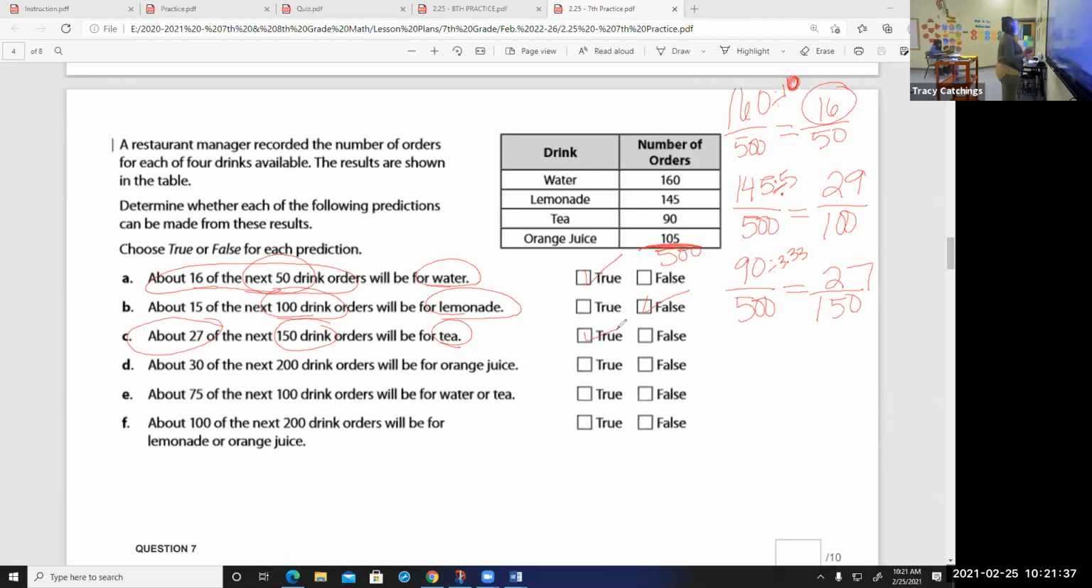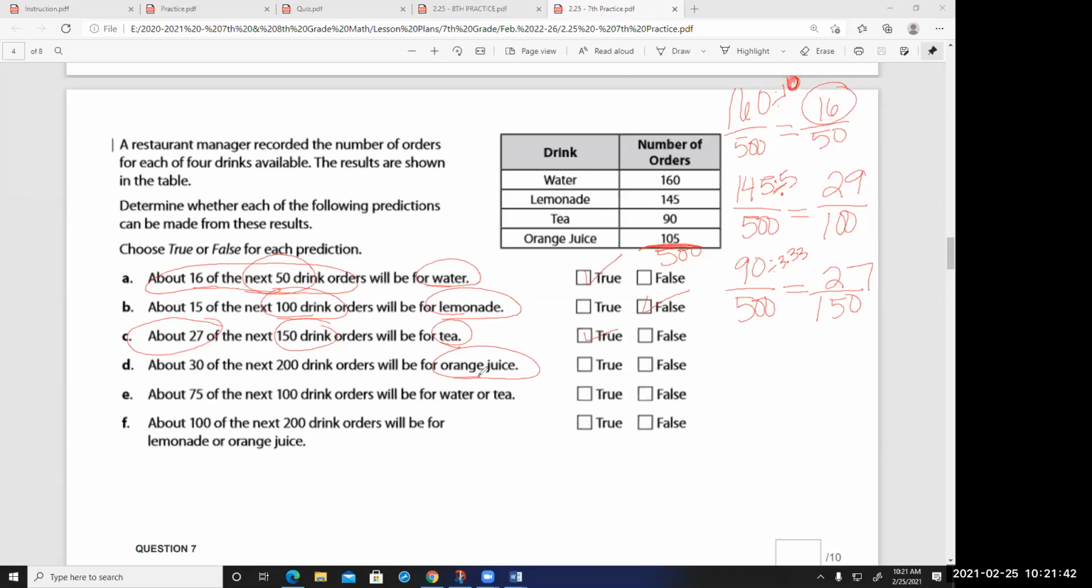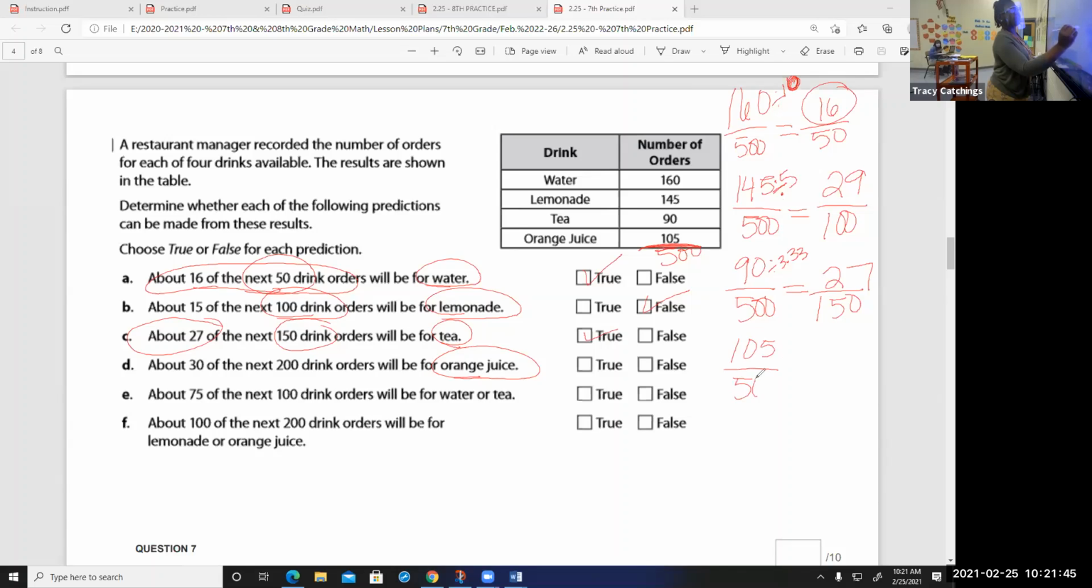All right, now they said for orange juice. How much we got for orange juice? Out of 500. What's our new denominator? Good job. Somebody divide 500 by 200. All right. Divide 105 by 2.5. Are you 42? Is that what they told us?